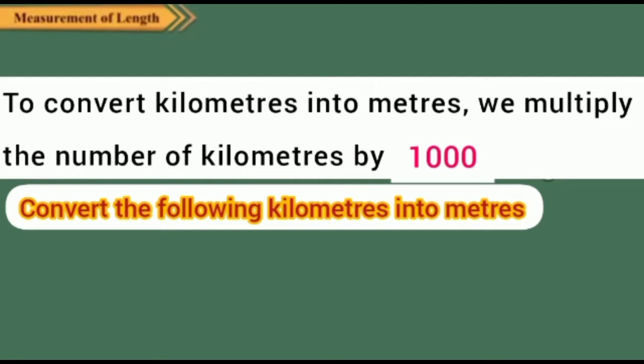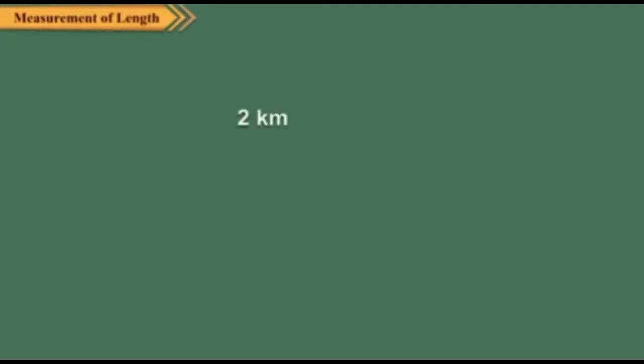Here we have our question. 7 kilometers. To convert 7 kilometers into meters, we need to multiply the number 7 by 1000. So multiplying 7 by 1000, the answer becomes yes, 7000 meters. Next example is 2 kilometers 56 meters.